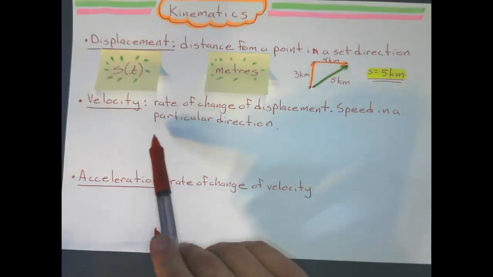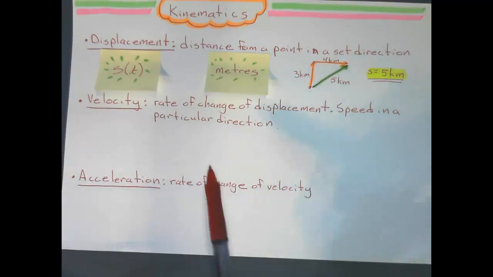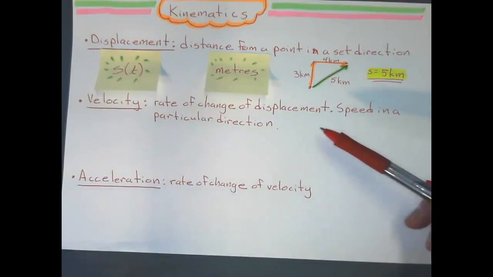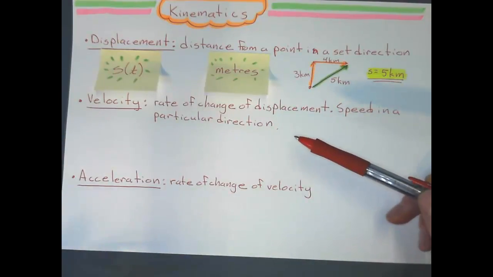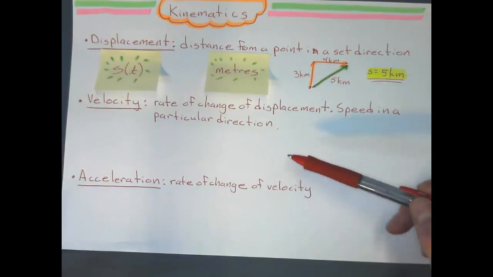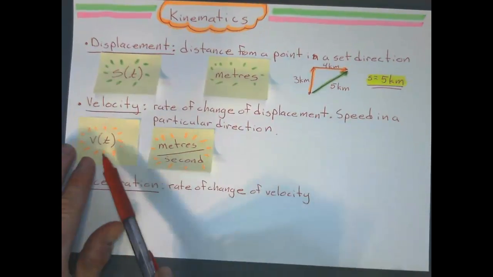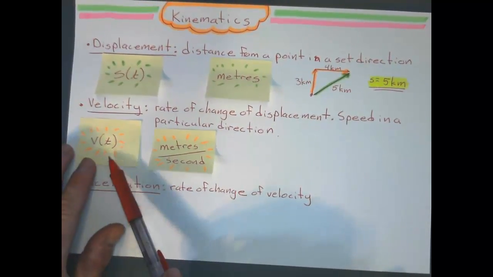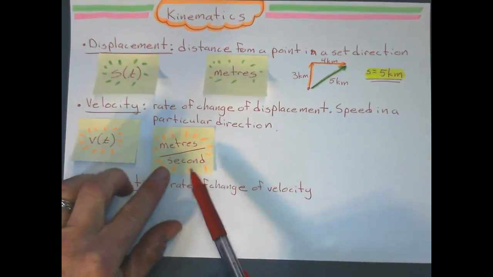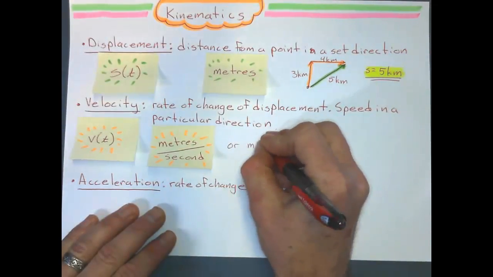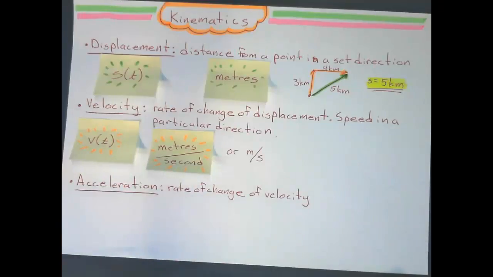Next up, velocity is the rate of change of the displacement. It's speed in a particular direction. Okay, we can't say velocity is speed necessarily, but it's speed with direction. And the notation we use for velocity, since it's a function of time, is v of t, and we usually do it in meters per second. Or we can write that as meters per second, like that.